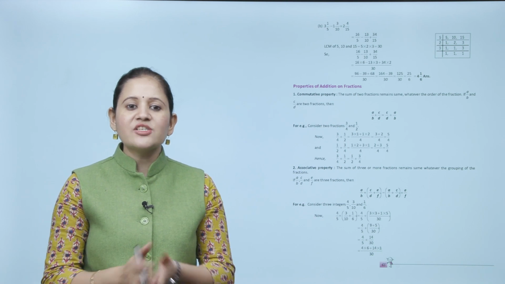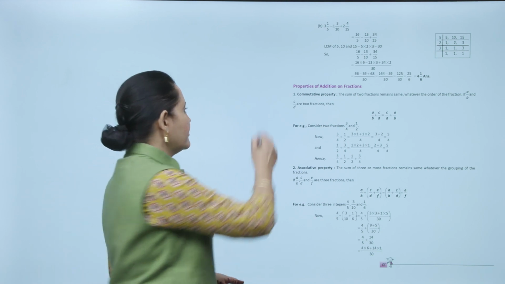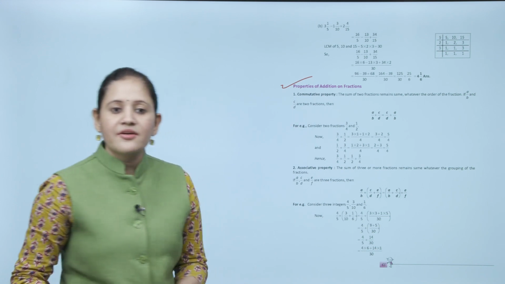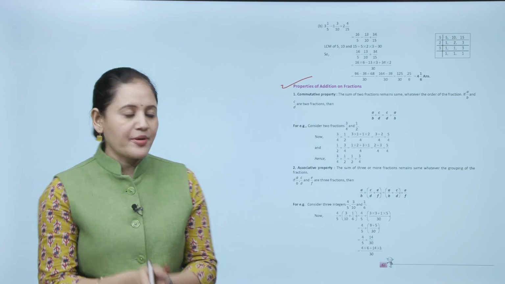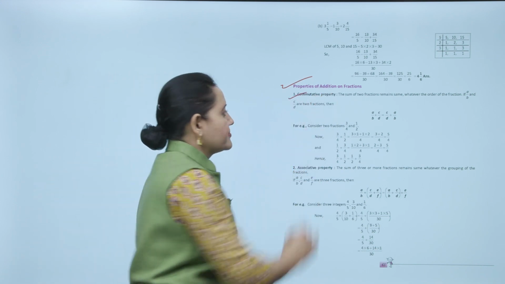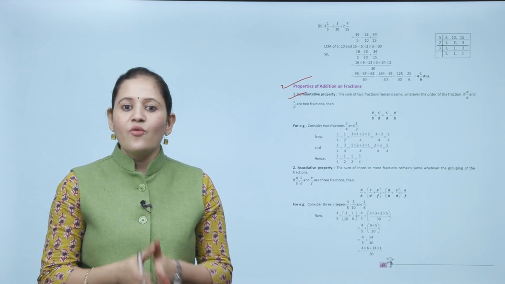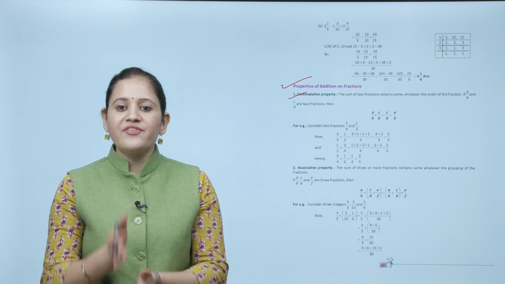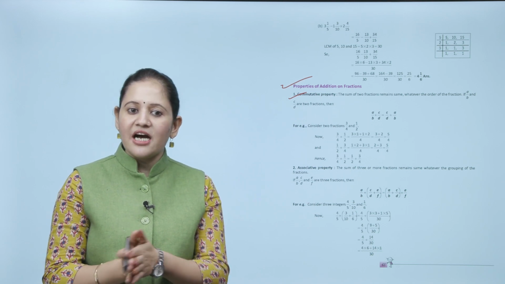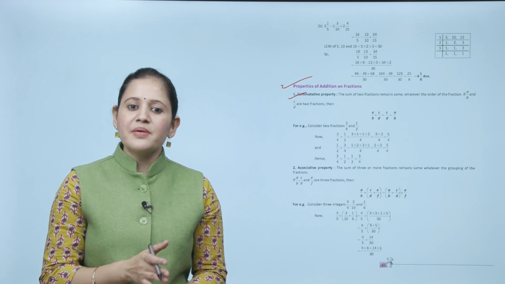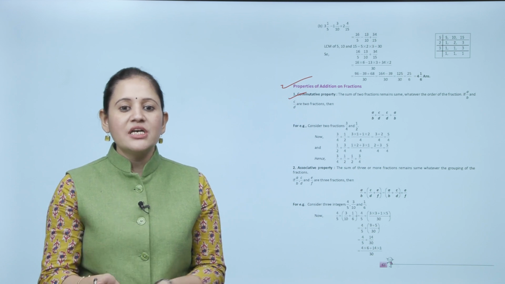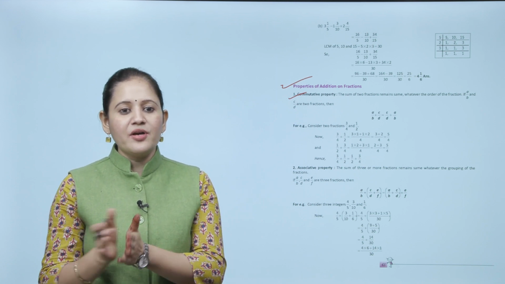Next, properties of addition of fractions. First property is commutative property. The sum of two fractions remains the same whatever the order of the fractions. If a upon b and c upon d are two fractions, then a upon b plus c upon d is equal to c upon d plus a upon b.